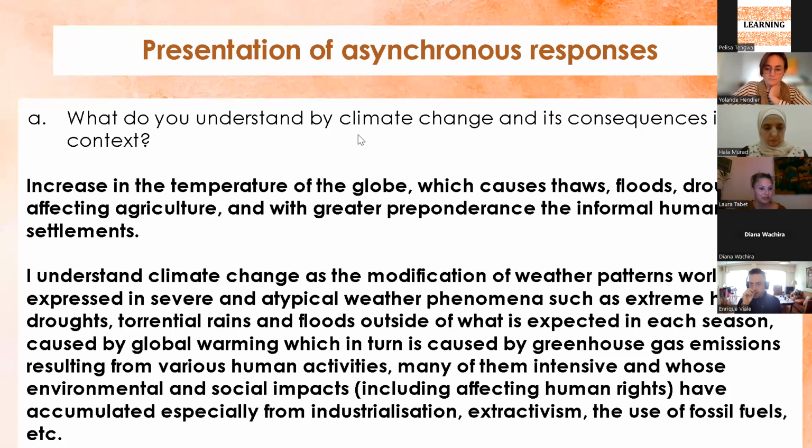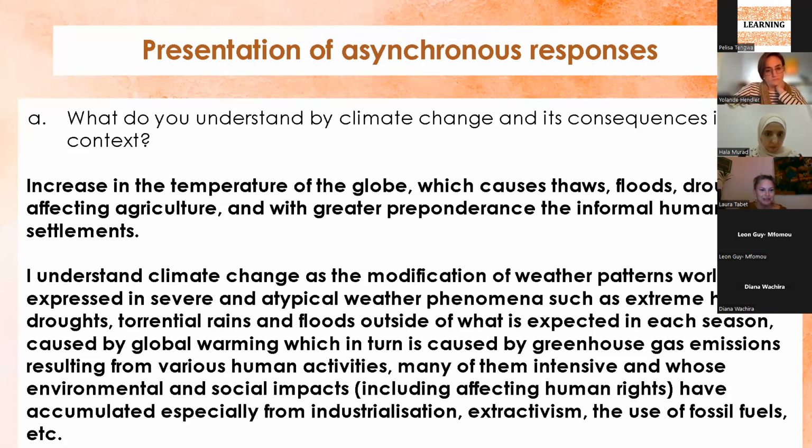So the first question was, what do you understand by climate change and its consequences in your context? Because we all work in different contexts. These are two different answers that we received. One person said that what they understand by climate change is an increase in the temperature of the globe, which will cause thaws, ice, floods, droughts, and affect agriculture, and a greater preponderance of informal human settlements. So that's what somebody thought.